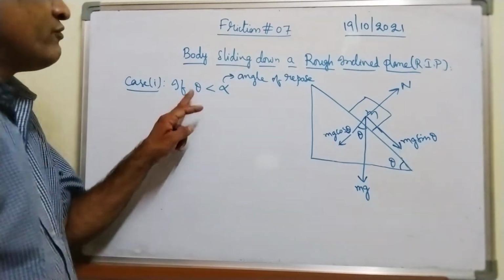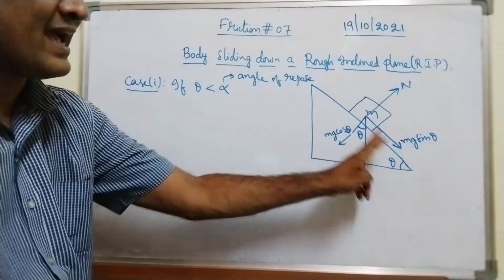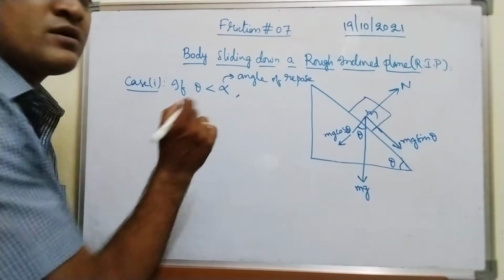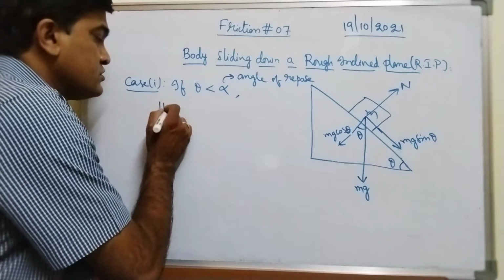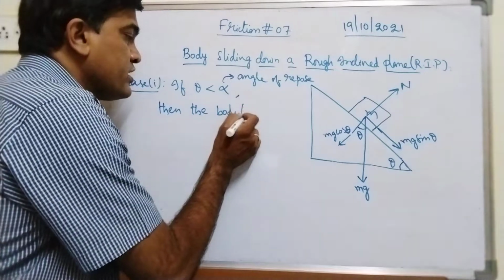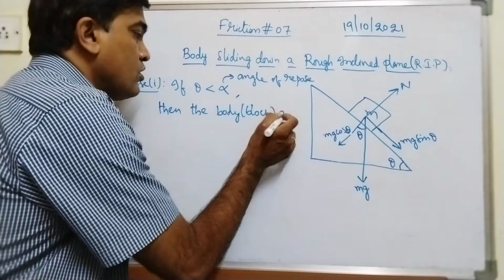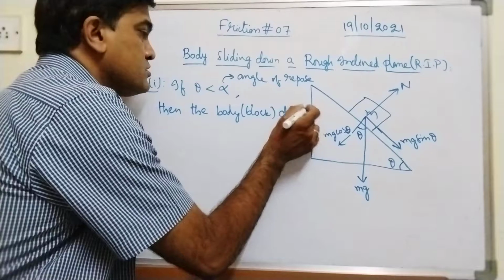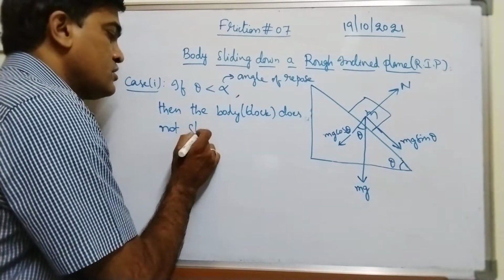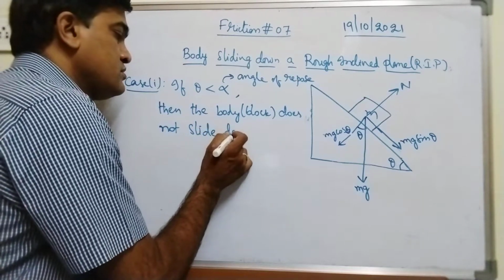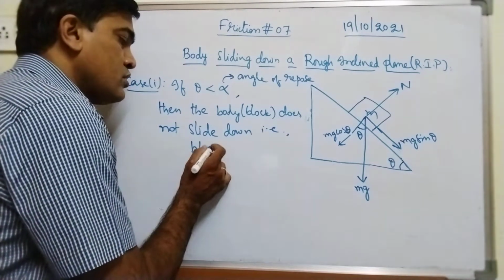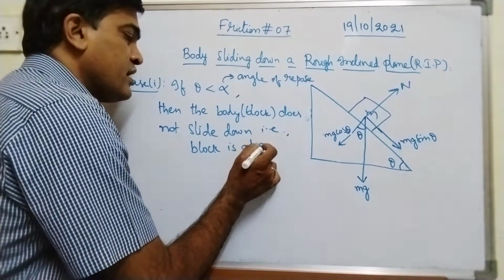Angle of repose. When the angle you have chosen for the angle of inclination is less than the angle of repose, then the block doesn't slide down. So I can say that the body, or block, does not slide down. That is, the block is at rest.